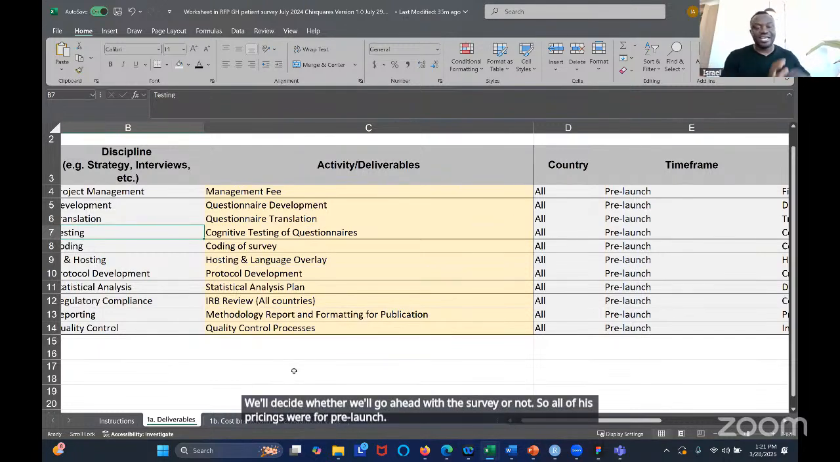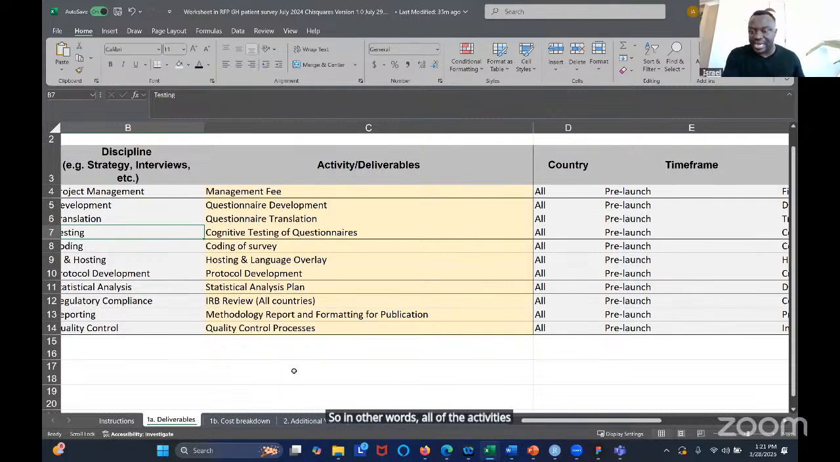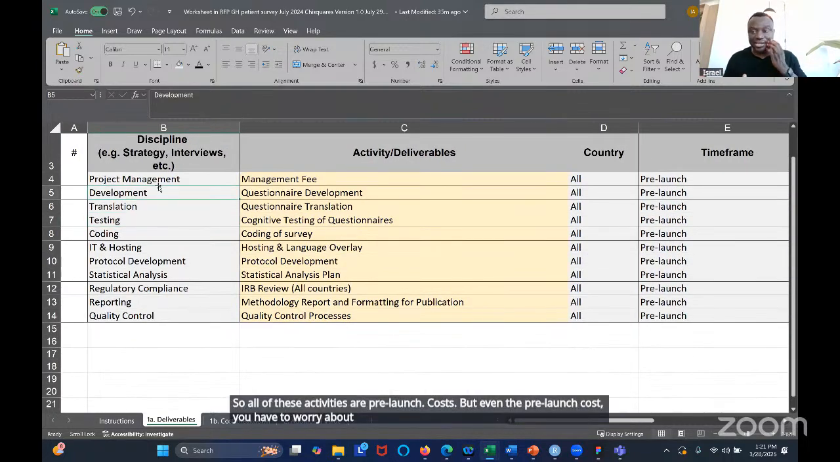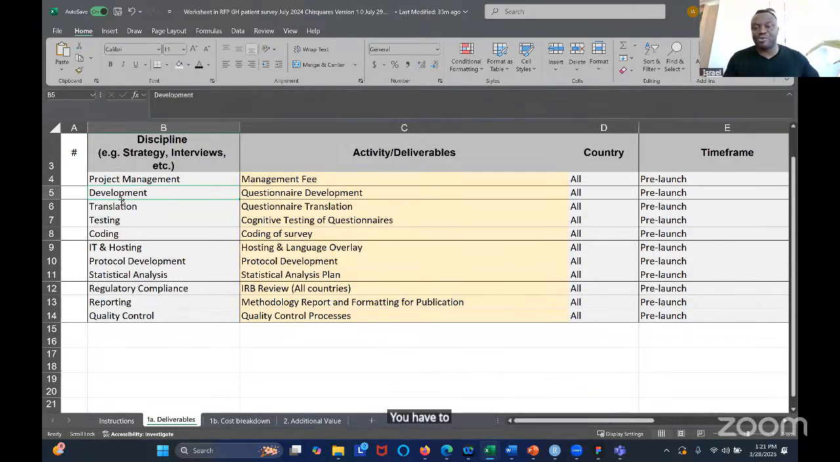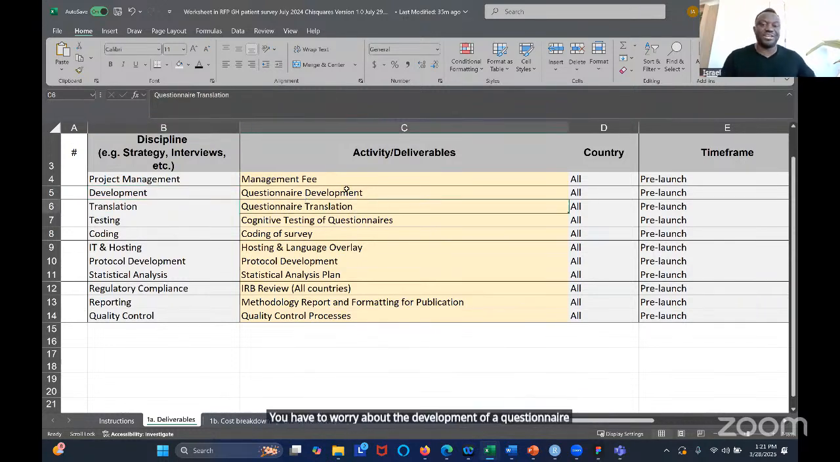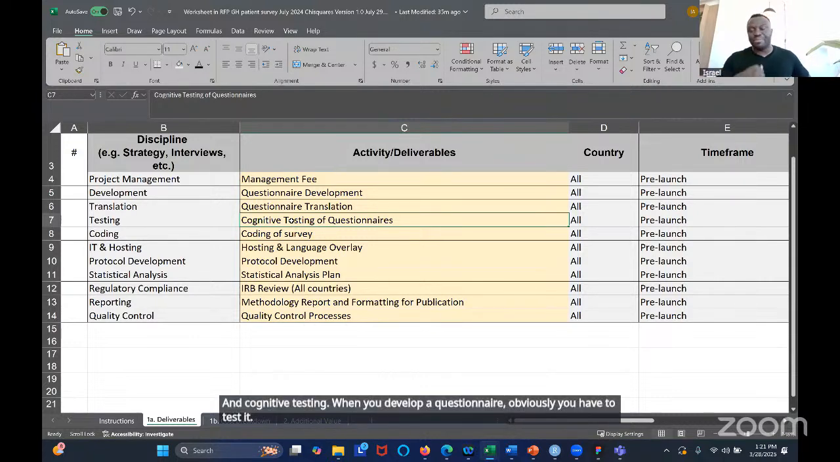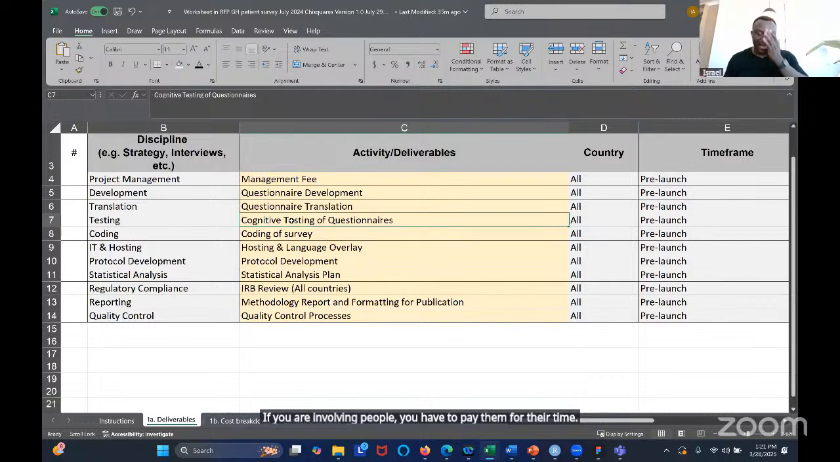So in other words, all of the activities we will need to take before we actually launch the survey. It does not count for things involved in actually launching the survey. So all of these activities are pre-launch costs. But even the pre-launch costs, you have to worry about, okay, project management, right? You have to worry about the development of a questionnaire and the translation of a questionnaire and cognitive testing. When you develop a questionnaire, obviously you have to test it. If you are involving people, you have to pay them for their time, right? Because, well, their time is money. So all of those translate into direct costs.